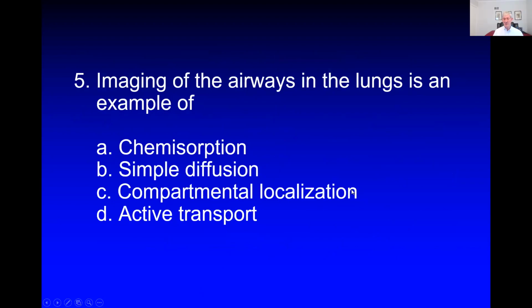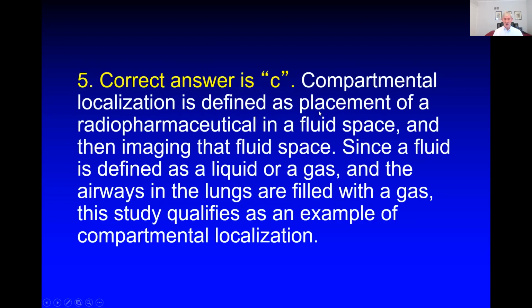Airways in the lungs. Imaging those airways is an example of D, compartmental. My intended answer was compartmental, but keep in mind that during the breath holding phase of compartmental localization, some of it will diffuse across the membrane in the lung and get into the blood pool. So C was the answer I'm looking for, but B is the second mechanism associated with pulmonary ventilation.